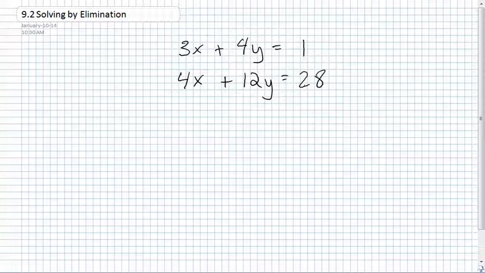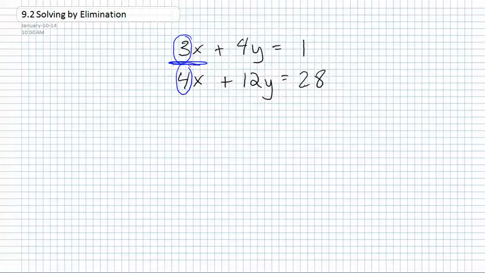Let's start with eliminating the x's. I'm going to do that first because it's a bit more challenging, because I have to multiply both equations by a coefficient. I have to multiply the top equation by 4 and the bottom equation by 3. You can see that if I just multiply each equation by the other coefficient, that'll get rid of the x's. So I'll show you the top equation multiplied by 4 first. Then I'm going to take the bottom equation and multiply it by 3.